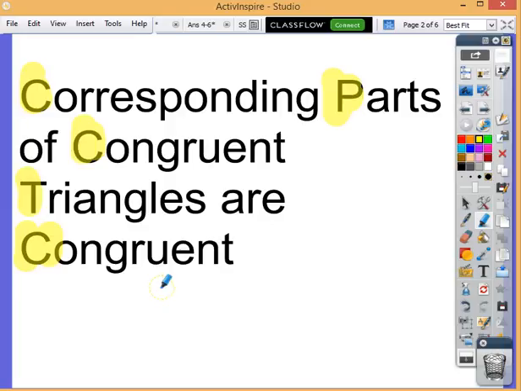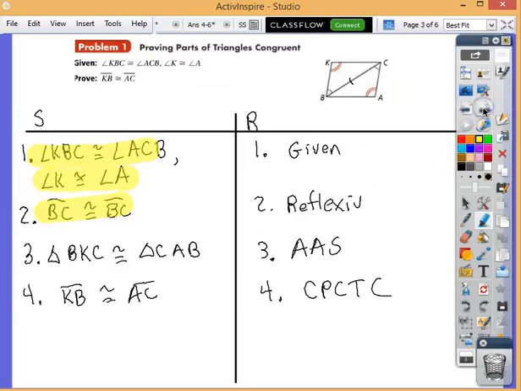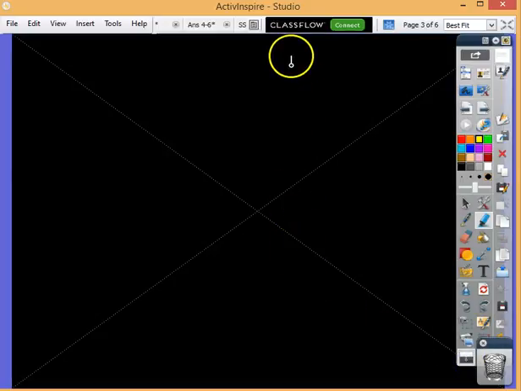Now, the other day we talked about the 5 ways to prove triangles congruent. CPCTC is not one of the ways to prove triangles congruent. You must have already proved triangles congruent to use this reason. Okay, so let's see what I'm talking about here. So I'm going to give you an example of a proof.